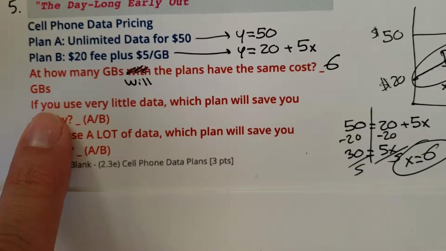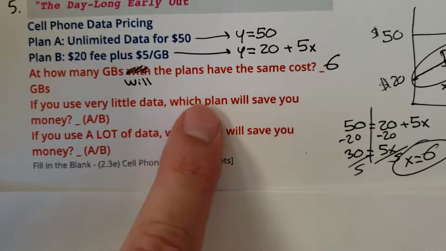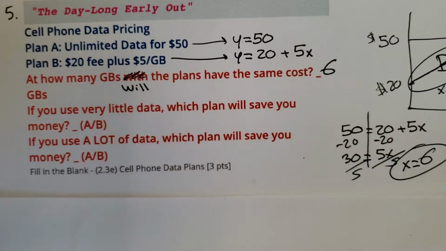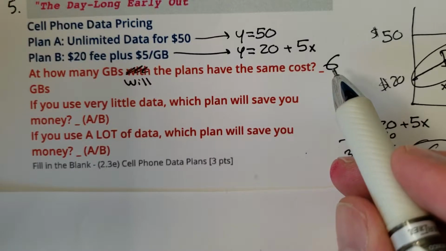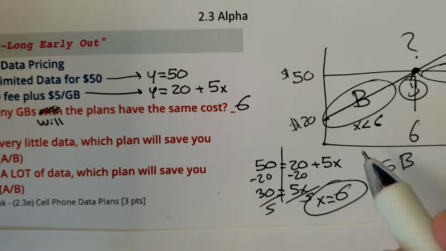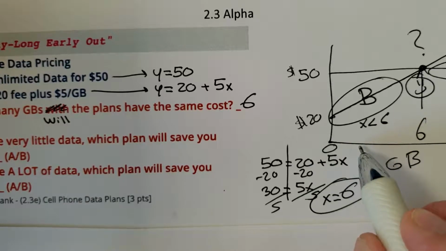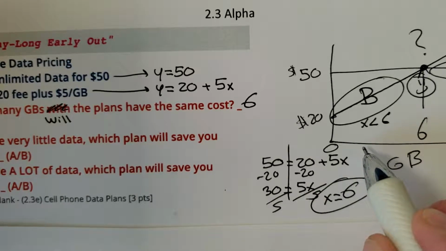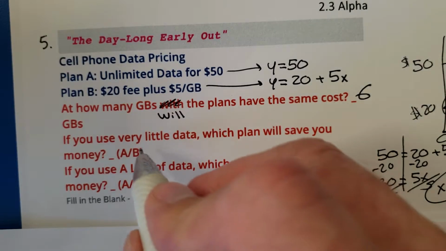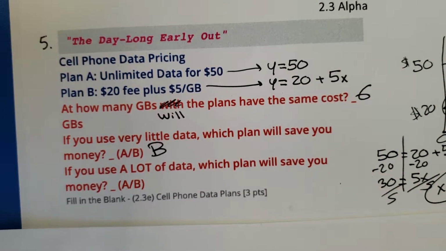If you use very little data, which plan will save you money? Very little means less than 6. So here's 0, here's very little data. Who's going to be saving you the money? Plan B. It starts off cheaper.